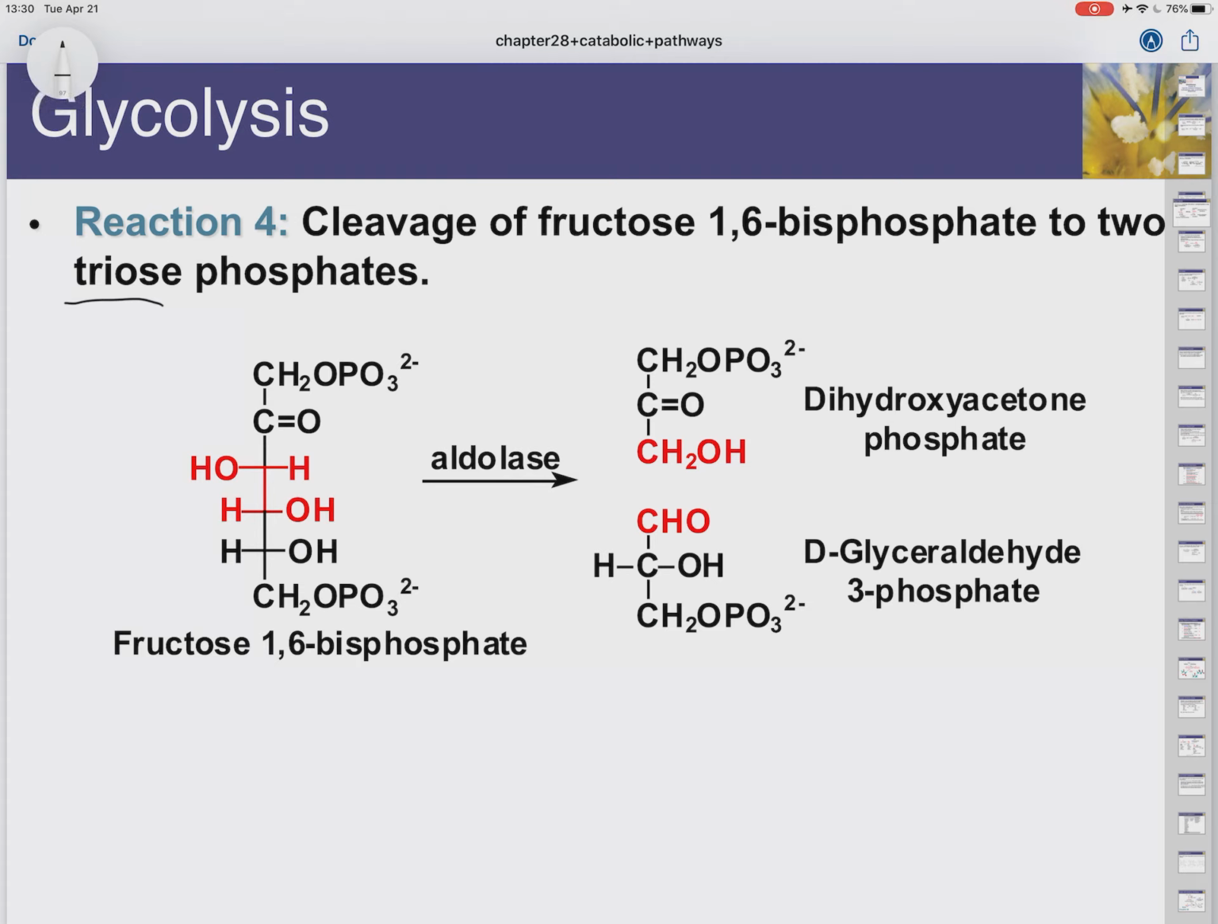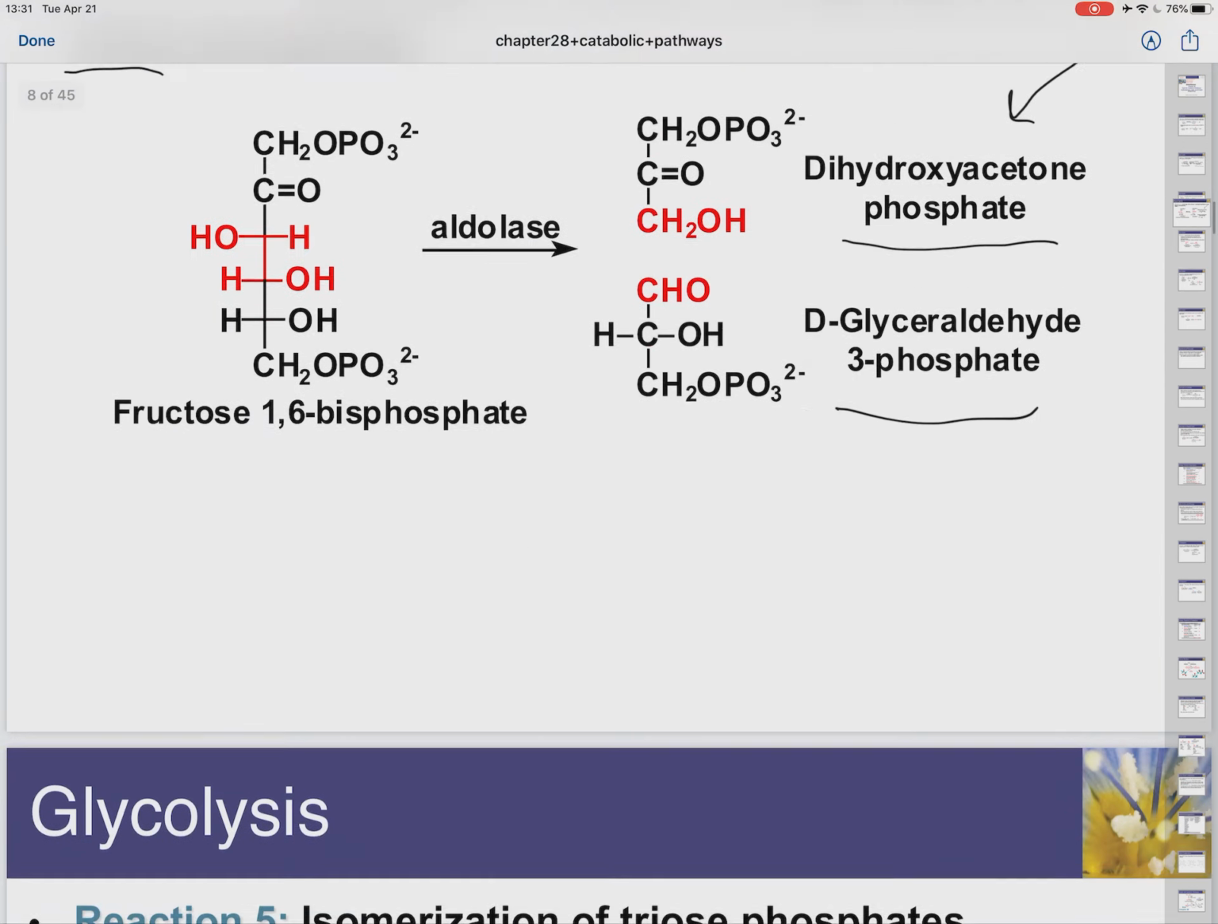We get dihydroxyacetone phosphate. We're going to see that this is an entrance point later on in one of our other metabolisms, or I should say catabolisms, because that's breaking down. Anabolism is building up. And we get a D-glyceraldehyde 3-phosphate. That's the molecule that essentially we want. So that was reaction 4.